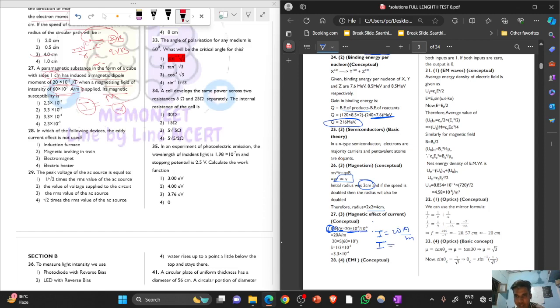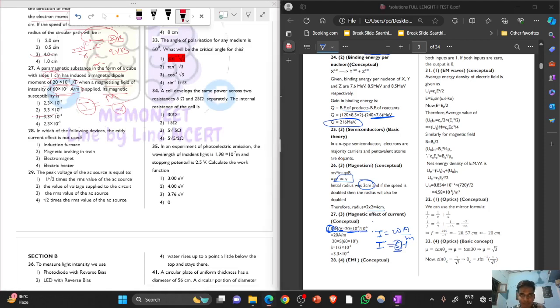You know that I, the magnetization, is given by using the magnetizing field. Simply, it is chi into H. From here you can calculate the value of chi, that is your susceptibility. That comes out to be 3 into 10 to the power minus 4. Third option is the correct answer.